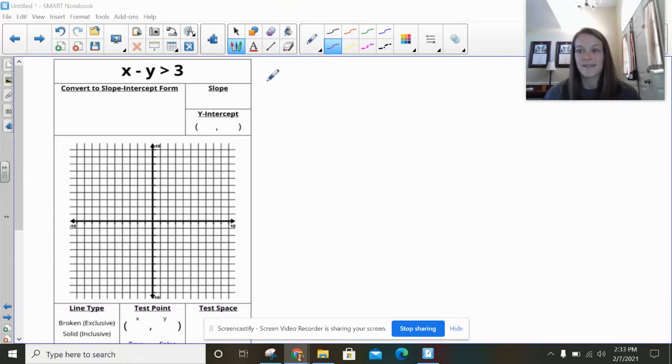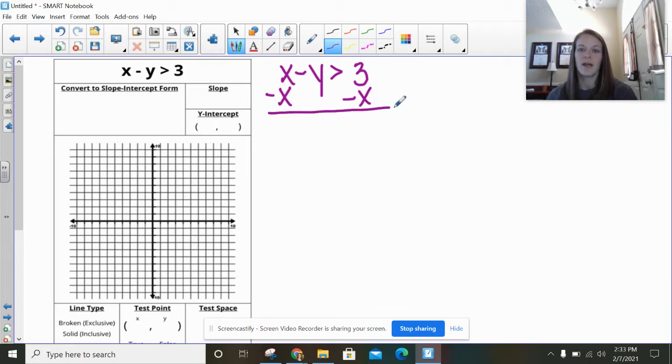All right, so here's a second example for you that we can go through. So the first thing, remember, that we want to do is put this in slope-intercept form. So I need y by itself. So I'm going to subtract x from both sides. That's negative y is greater than negative x plus 3. So write my x first, then bring the 3 down.